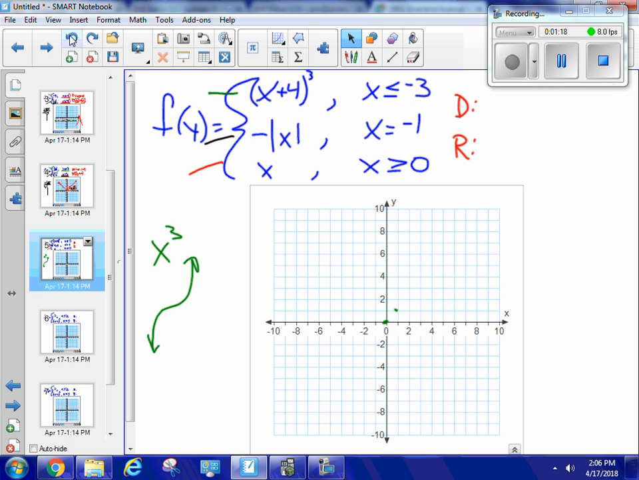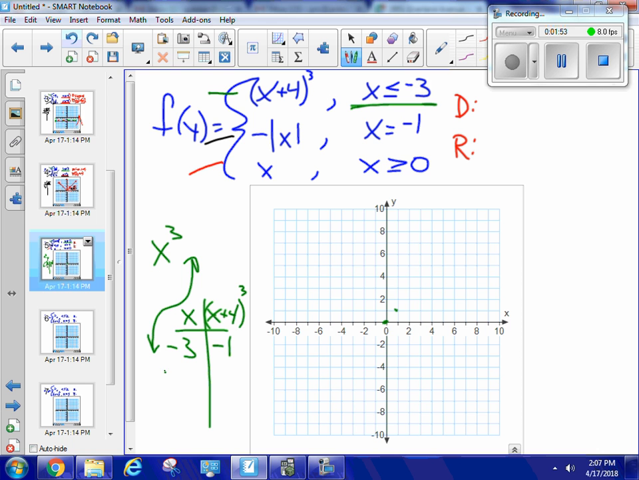Okay, so let's see what part of it we are at with this particular top piece right here. I'm going to make myself a little T, and I'm going to have my x values and my y values, which are x plus 4 cubed. And I know I want less than or equal to negative 3. So I may as well just start here at negative 3. So negative 3 plus 4 is negative 1. When I cube negative 1, I get negative 1.